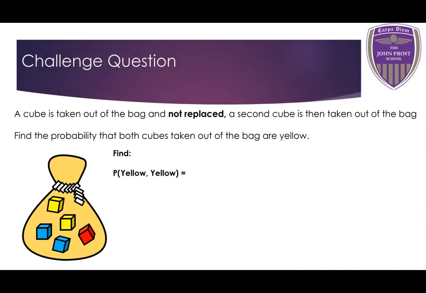A cube is taken out of the bag and is not replaced. A second cube is then taken out of the bag. Find the probability that both cubes taken out of the bag are yellow, okay? So remember, this is the key word here. This means the cube is not put back in the bag, okay? Once it's taken out of the bag for good, okay? So find the probability of getting two yellow cubes in a row. Okay, pause the video and have a go.